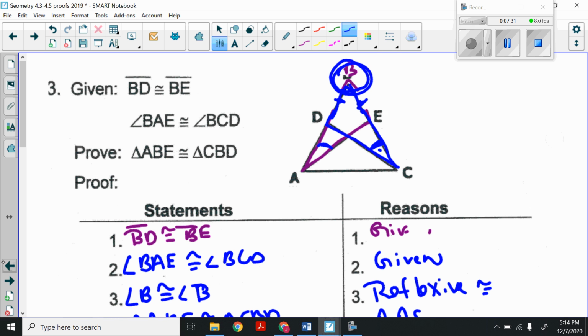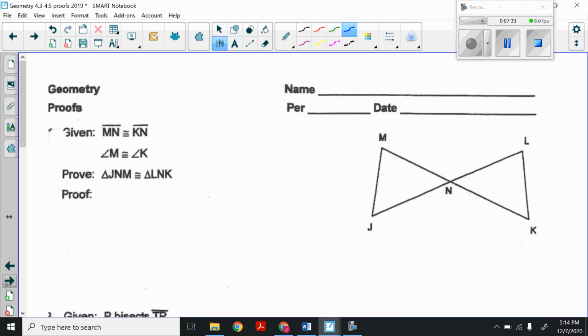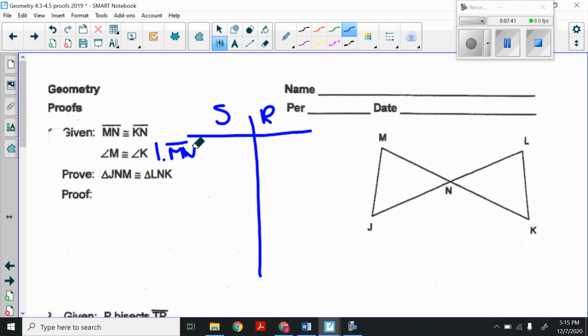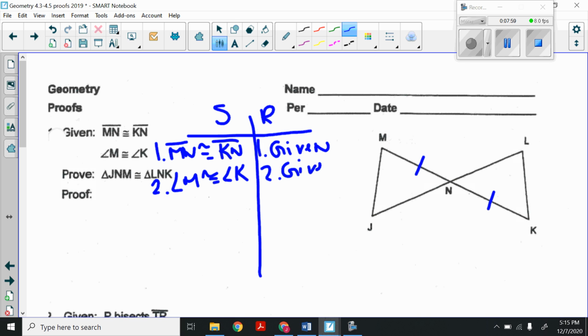So we need a statement and a reason column. So number one, segment MN congruent to segment KN, given. And then I'm going to mark that in my picture. So MN and KN both get one tick mark. Number two, angle M congruent to angle K, also given.